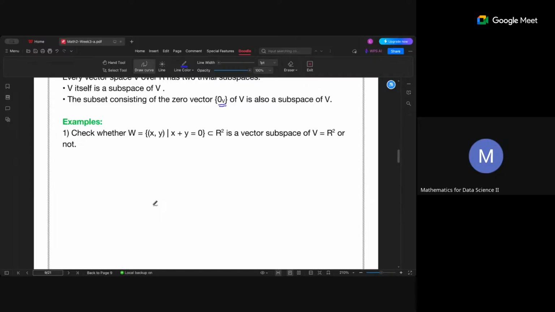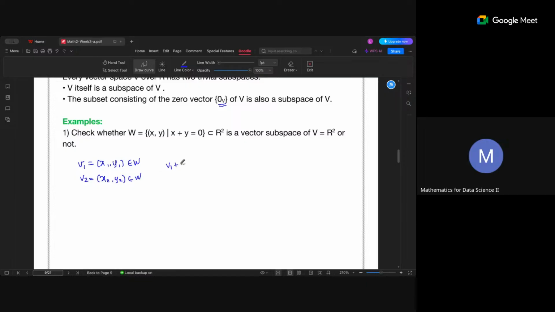So check whether W, the set of all (x, y) such that x plus y is 0, is a vector subspace of V equal to R2 or not. So how do we check whether it is a subspace? What are the two conditions? Closed under addition and scalar multiplication. Yes, so you take two vectors V1, V2 in W. V1 equal to (x1, y1) and V2 equal to (x2, y2).